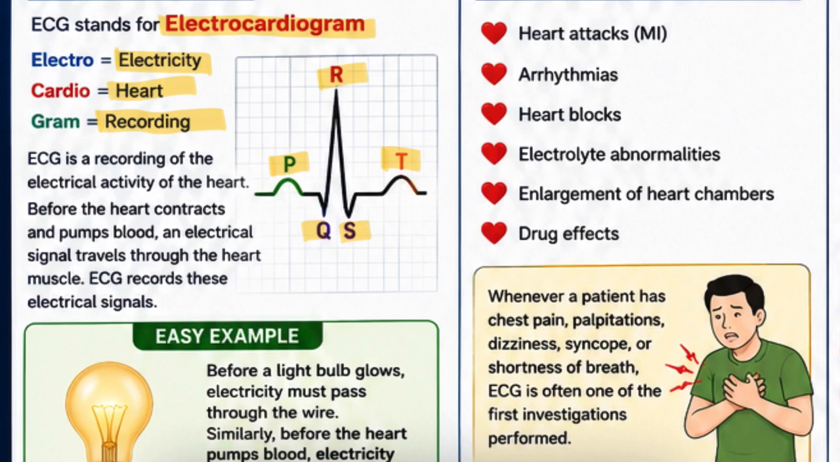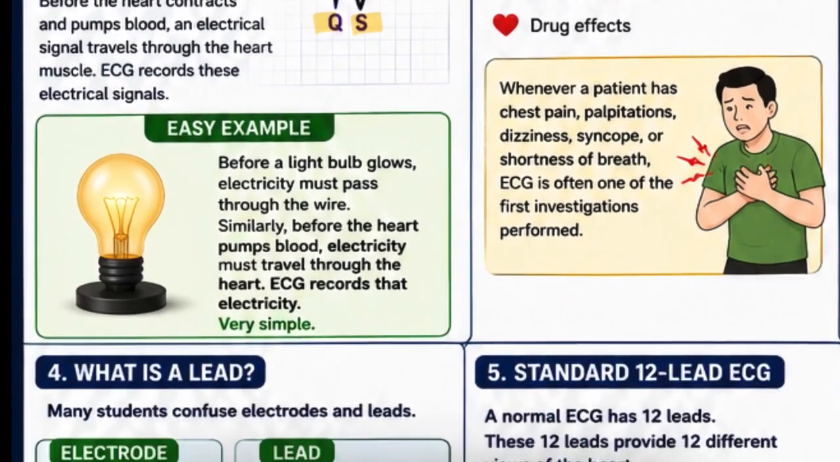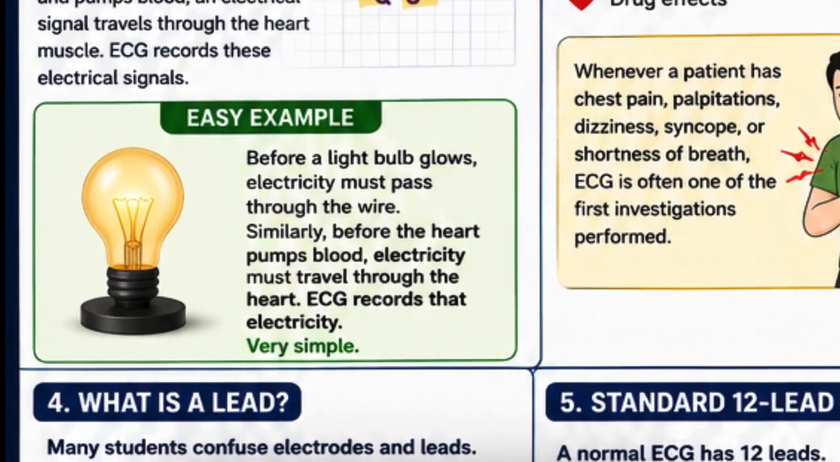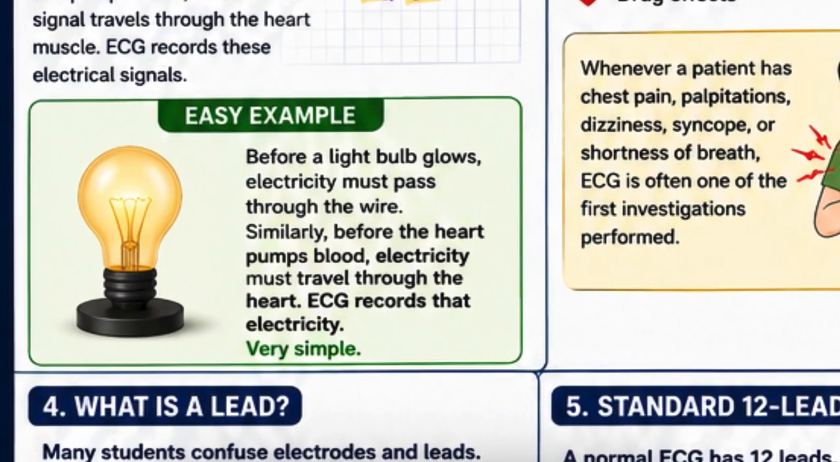So think of the heart as an electrical pump. Before the heart contracts and pumps blood, an electrical signal travels through the heart muscle, and the ECG records these electrical signals. Okay. For example, you can see this picture.